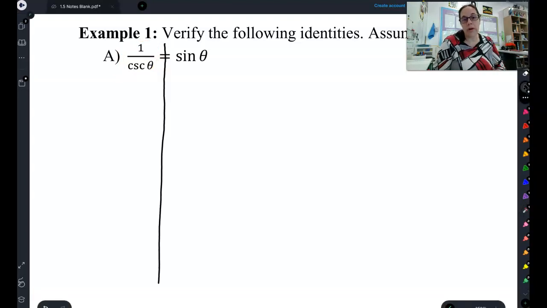Now, this one might seem pretty easy and pretty obvious with your reciprocal identities. We know that 1 over cosecant of theta is sine of theta.